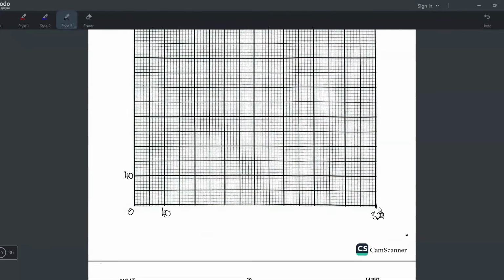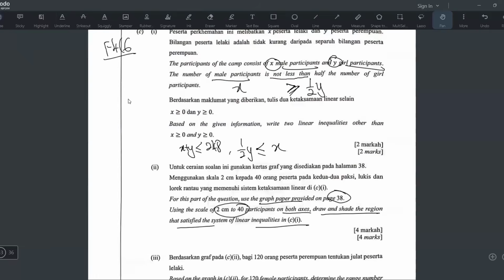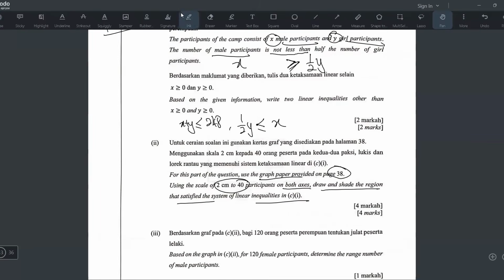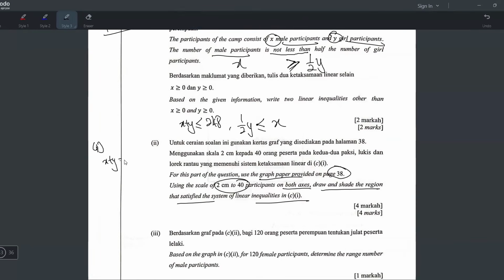But before you draw the line, you have to find the coordinates first. And there are only 2 lines. This is the first line, this is the second line. The first line is X plus Y equals 248. Where there is X and Y, this is a slanted line, so you have to find coordinates. And then 1/2Y equals X, that's another line, and you also have to find 2 points. Not all lines need coordinates. Some lines don't need coordinates.